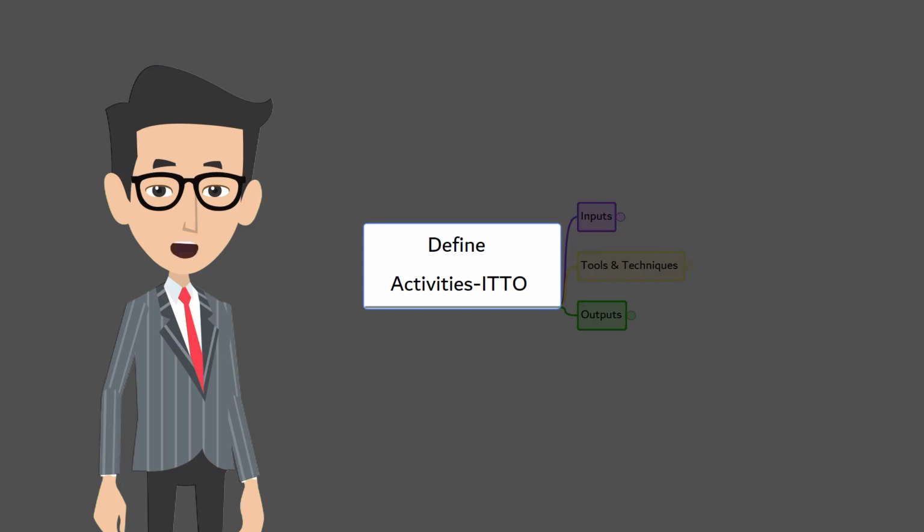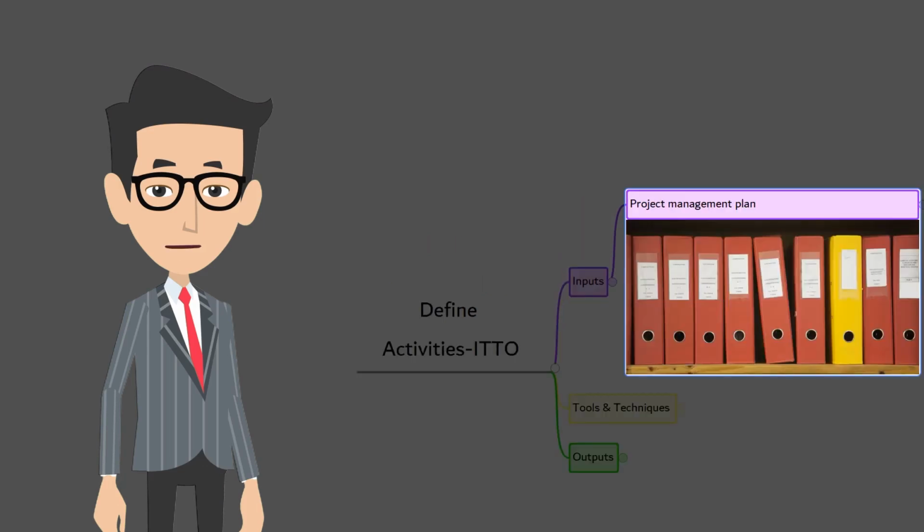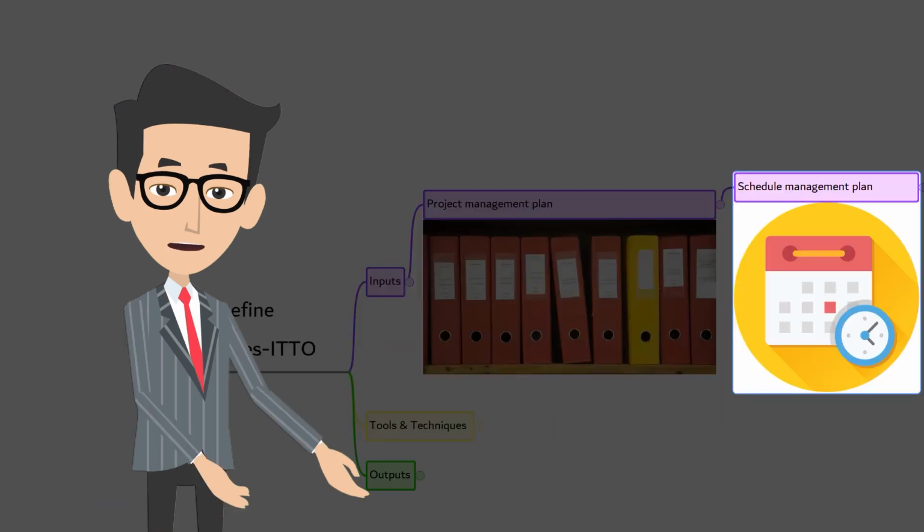All right, now let's talk about the ITTOs. First, the inputs. The first input is the project management plan. So let's look at its components. There are two. The first one is the schedule management plan.